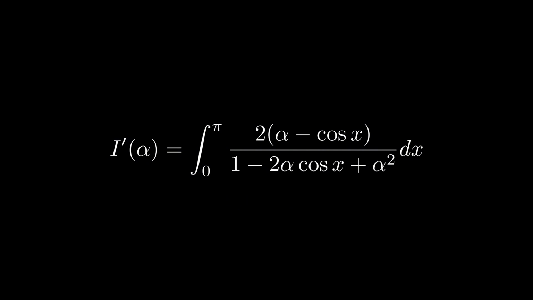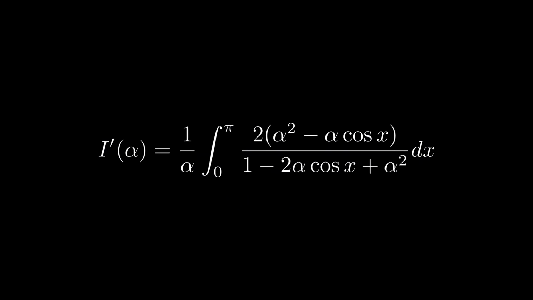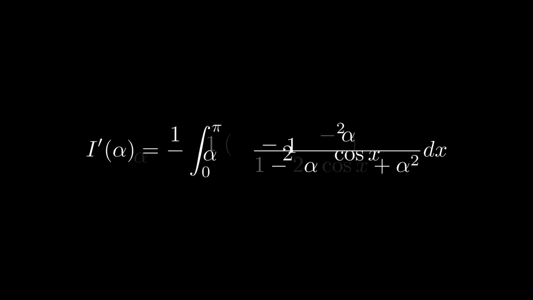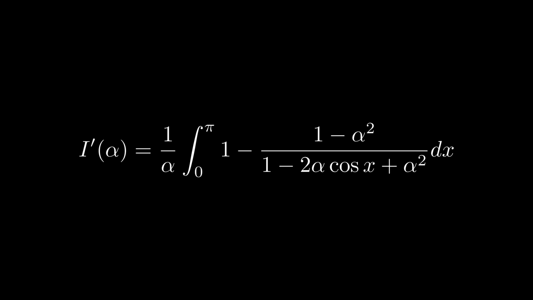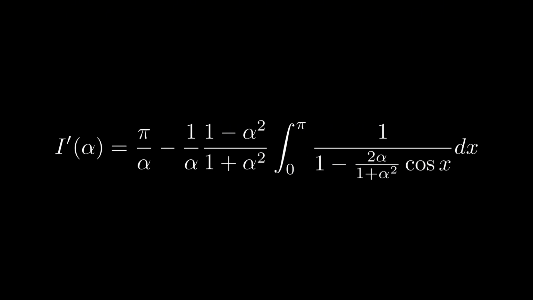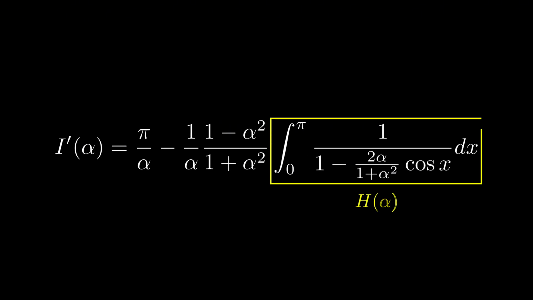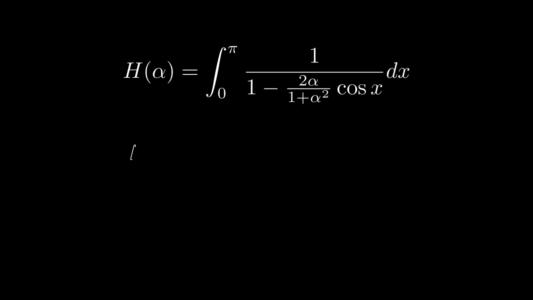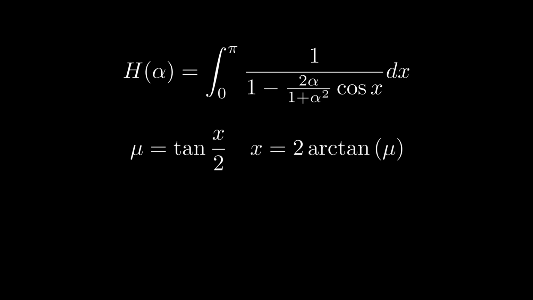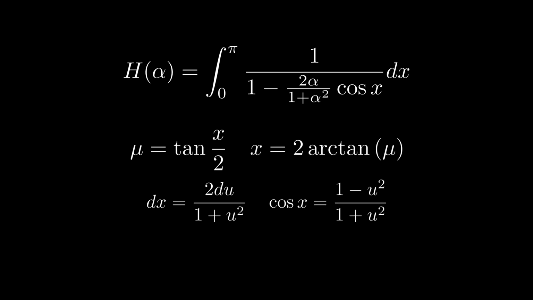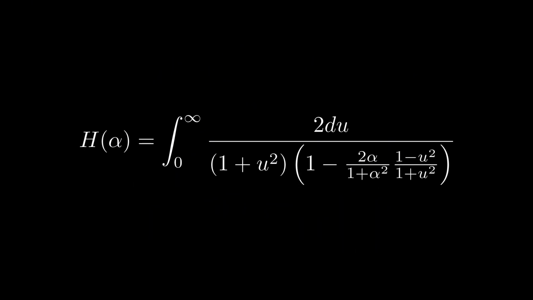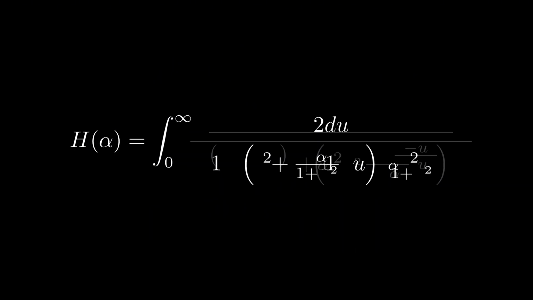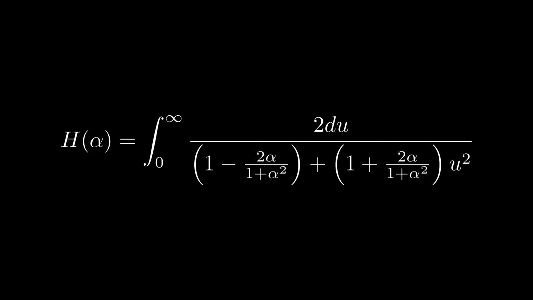First, extract 1 over alpha. Rewrite the integrand so x is only in the denominator. Let's extract even more alpha terms. To simplify our notation, let's call this part h alpha. Now let's perform the half-angle substitution. X equals 2 times arctangent mu, therefore dx equals 2 d mu over 1 plus mu square. Still messy, but let's try to reorganize the alpha terms and group the mu square terms together.